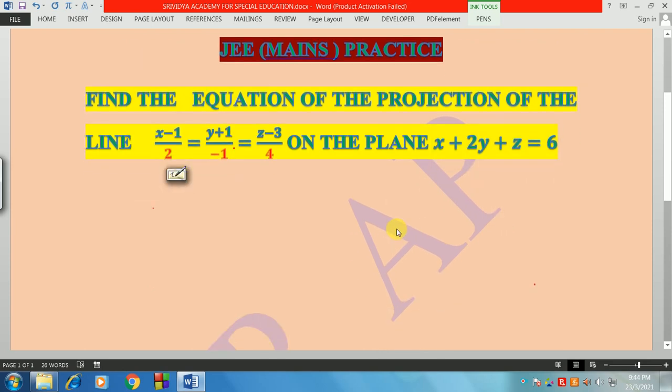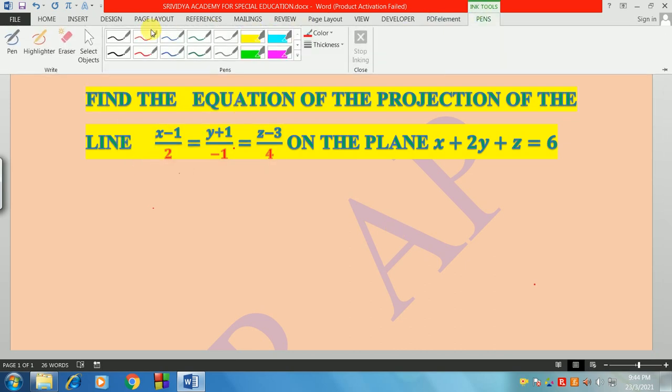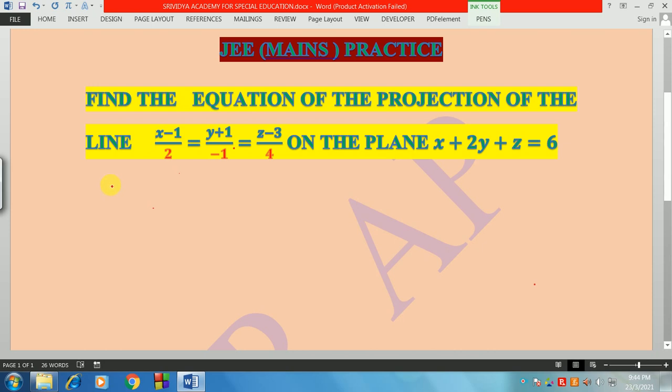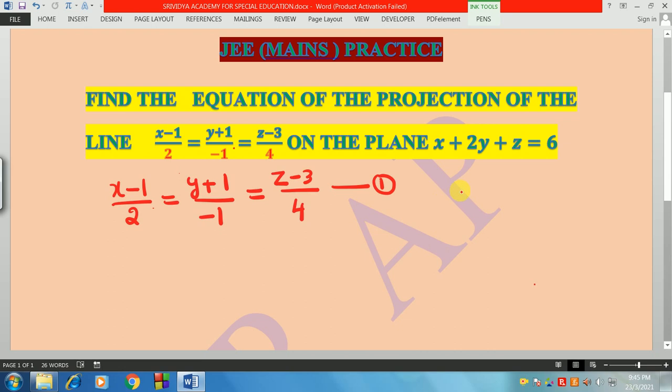Let us consider the given equation of the line and the plane. That is, we have (x - 1)/2 = (y + 1)/(-1) = (z - 3)/4 is the given equation of the line. Let us call this equation 1, and we will call this equation of the plane equation 2, that is x + 2y + z = 6.